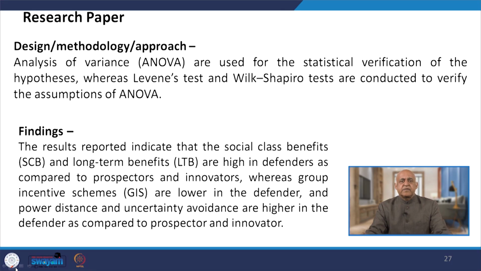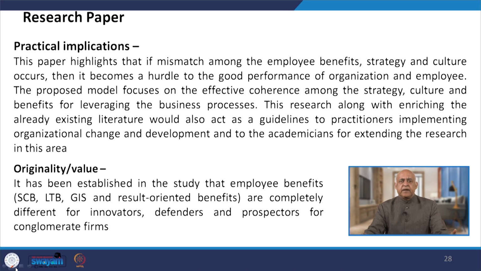The findings of this particular paper report that social class benefits and long term benefits are higher in defenders as compared to prospectors and innovators, whereas group incentive schemes are lower in the defender. Power distance and uncertainty avoidance are higher in the defender as compared to prospectors and the innovator. These are the implications mentioned in this particular paper.